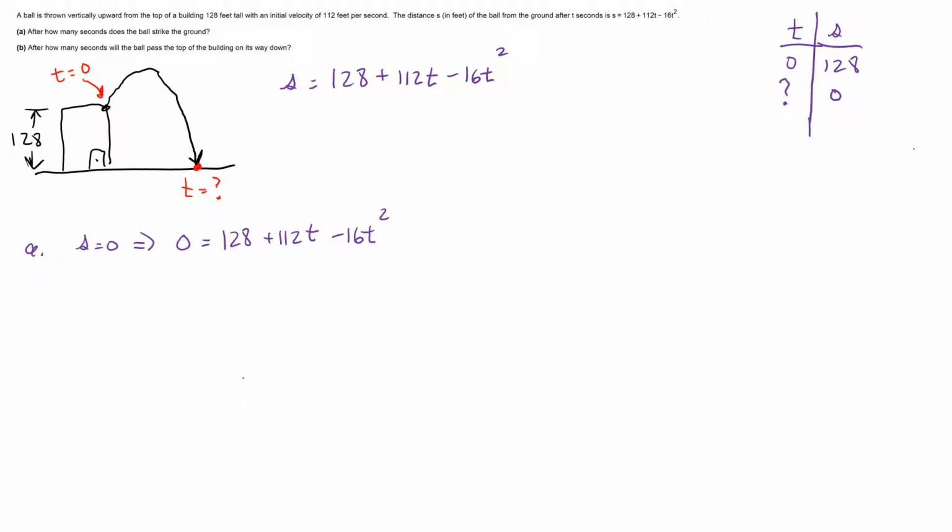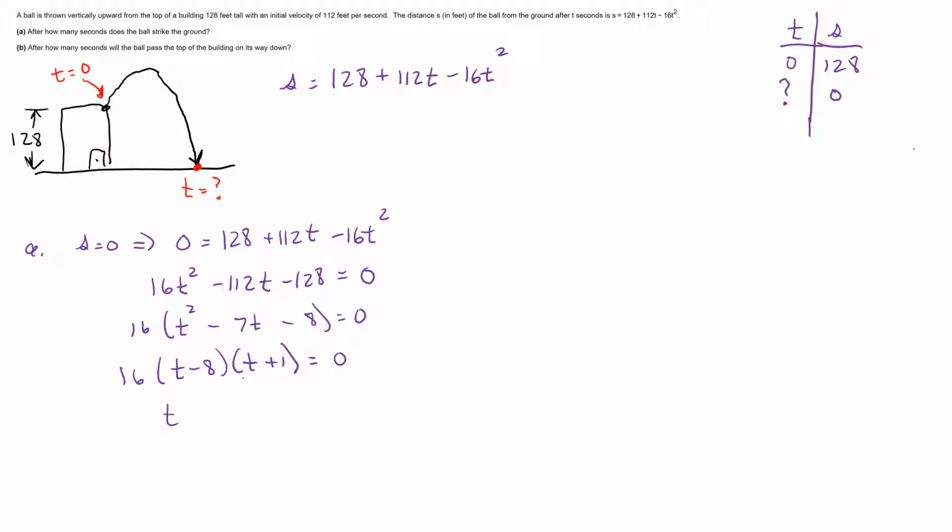Notice the t squared term is negative 16t squared, so I want that term to be positive. I'm going to move all of the terms to the left-hand side, which changes the sign of all the terms, and I'm putting the terms in order of decreasing powers of t. I've got 0 on one side, so I can begin factoring. We can factor a 16 out of all the terms. 112 divided by 16 is 7. 128 divided by 16 is 8. And so that trinomial will factor into t minus 8 times t plus 1.